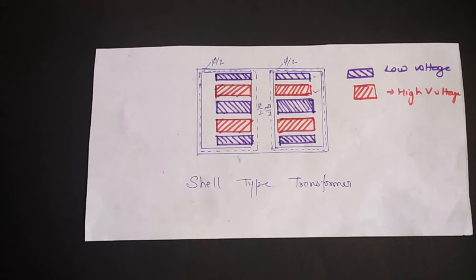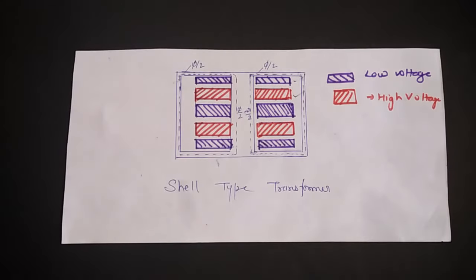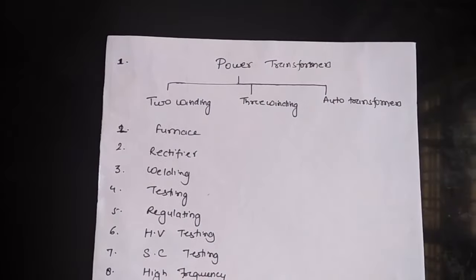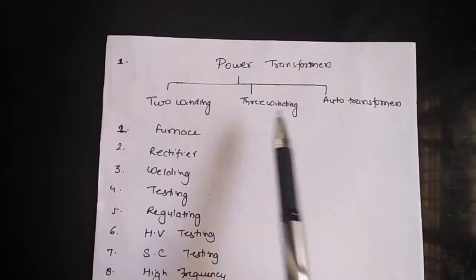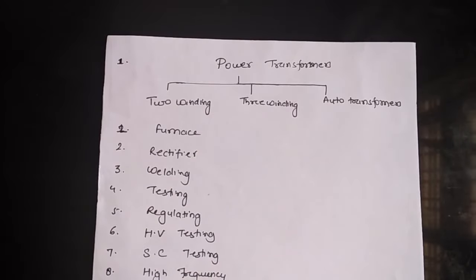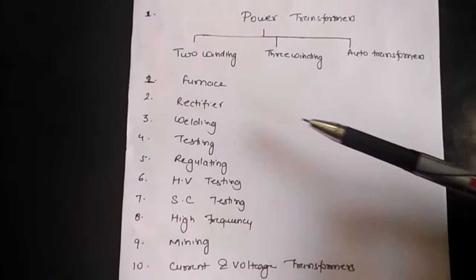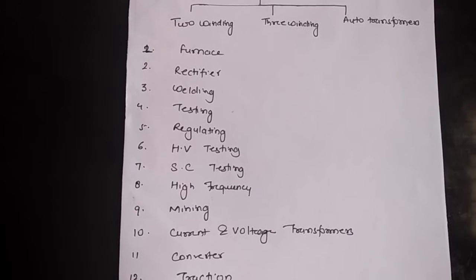This was about the shell type, and it is used for low voltage applications. Now here I can give you an idea of how many types of transformers there can be. In power transmission, transformers are of types: two winding, three winding, and auto transformers. Here you can see there are almost 16 types of transformers.